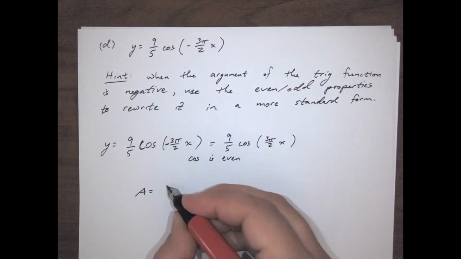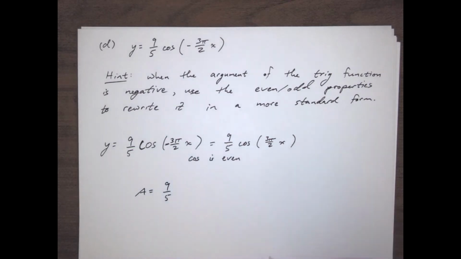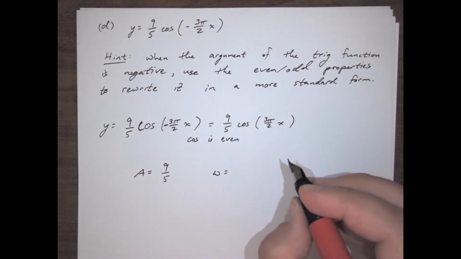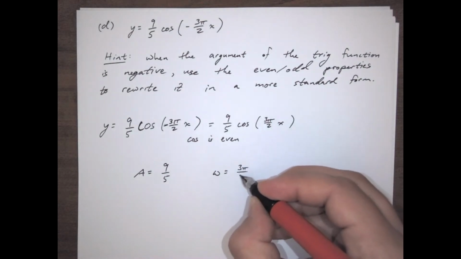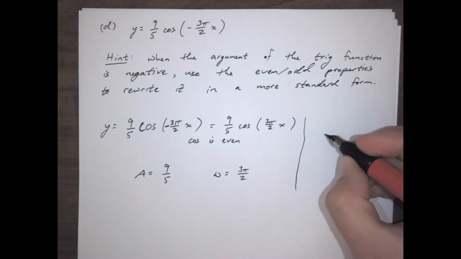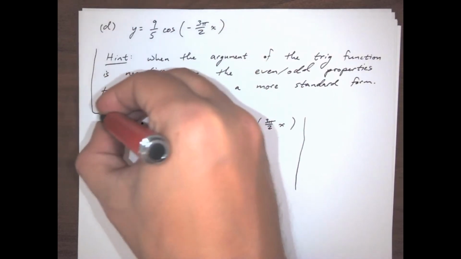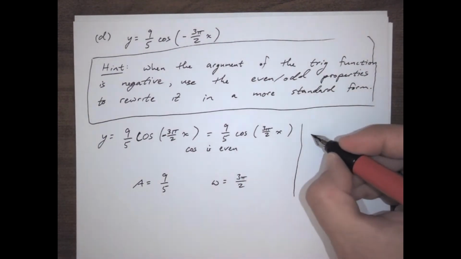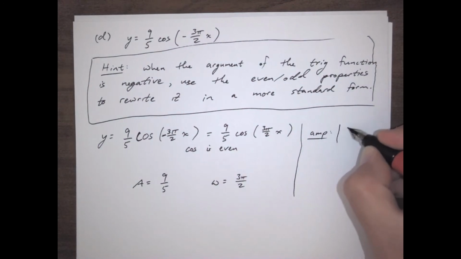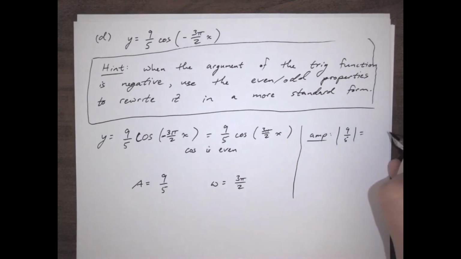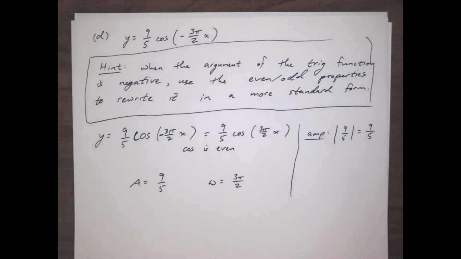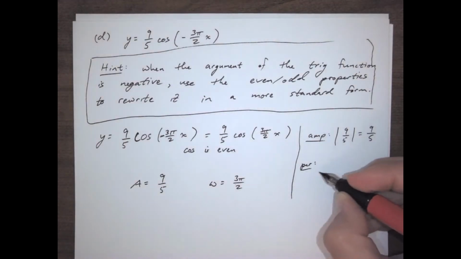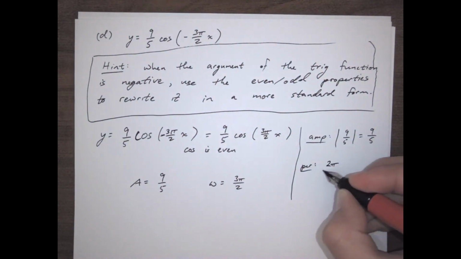So then what's that mean for our amplitude? That means the A, the stretch factor, is 9/5, and then the omega, we can consider to just be 3 pi over 2. So then, when it comes to the important information that we are being asked to find here, the period and the amplitude, we start with the amplitude, and that's equal to the absolute value of 9/5, which is just equal to 9/5. Remember, the absolute value, all it does is take negatives off of negative numbers. As for the period, here we go. So it's going to be 2 pi divided by omega.